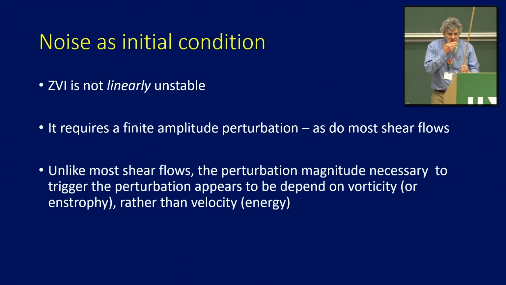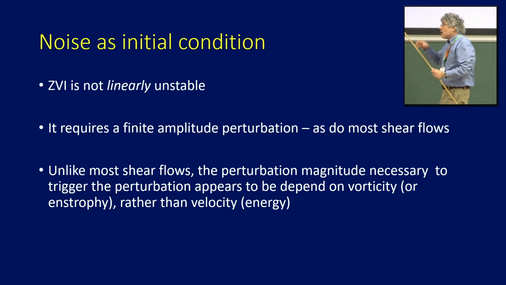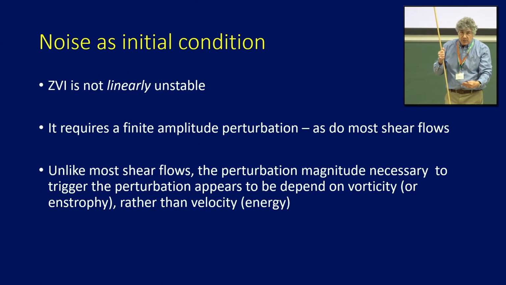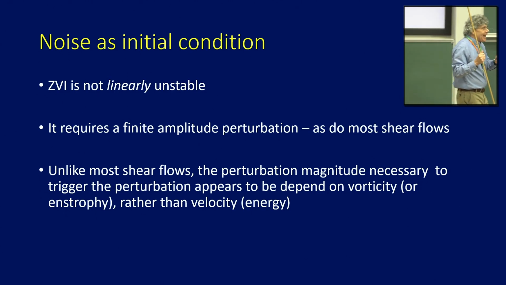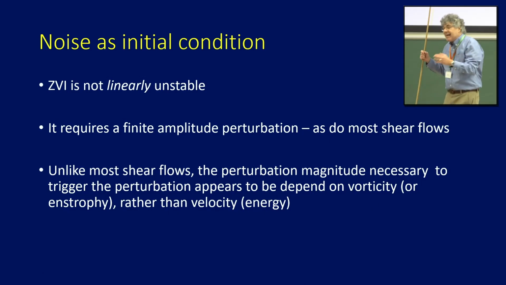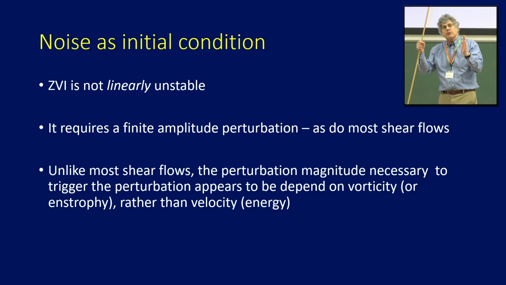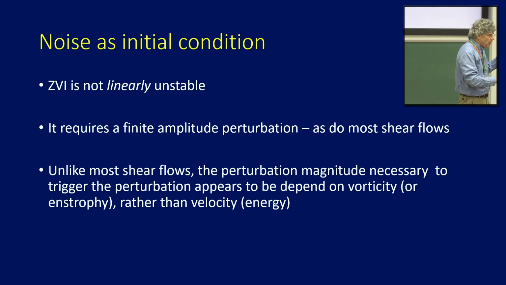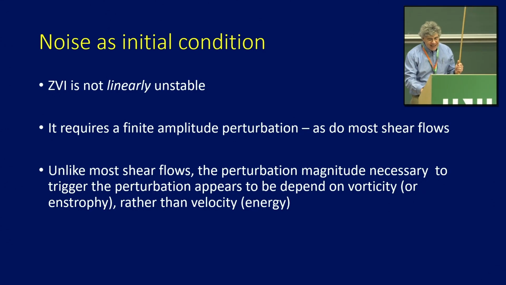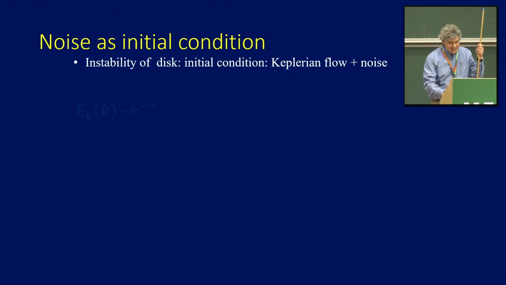But before that, I want to say that these instabilities, I said, they're neutrally stable linear. These are not linear instabilities. These are finite amplitude instabilities. And unlike most finite amplitude instabilities that I'm used to, it's not an amplitude of the velocity that matters. It's the amplitude of the vorticity that matters. You've got to get that over a certain critical threshold. And that's really important if one is introducing noise or turbulence as an initial condition.